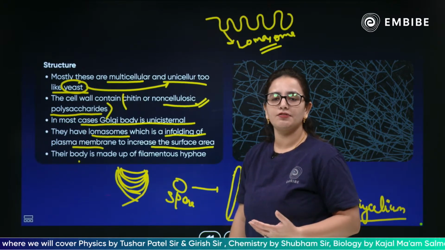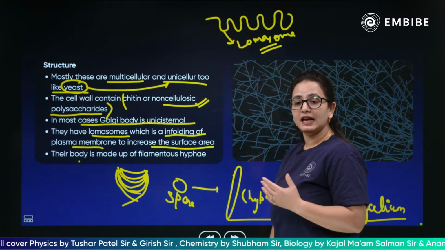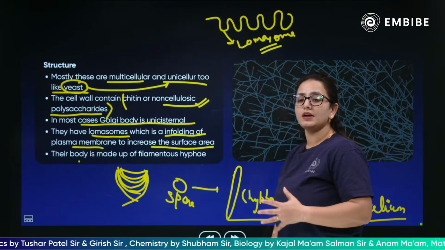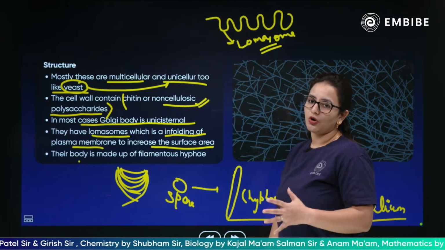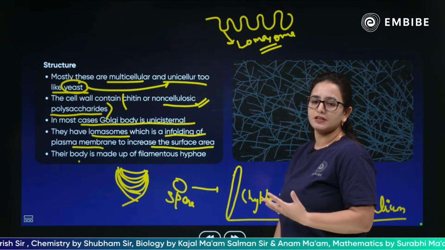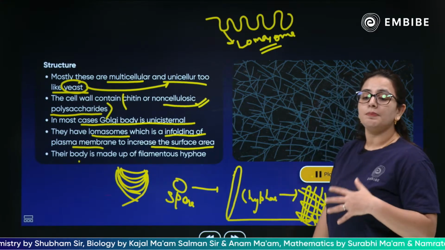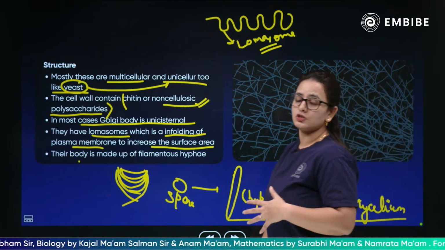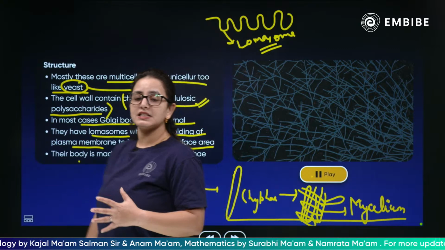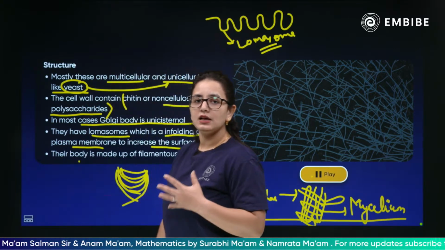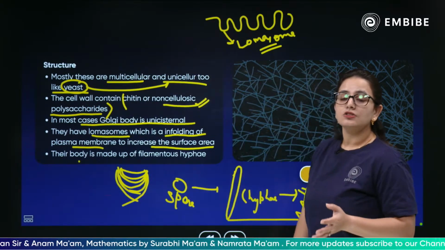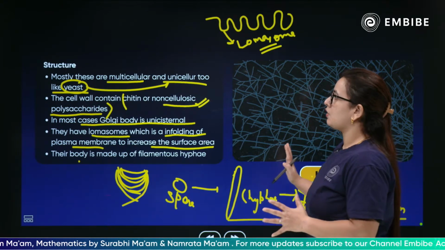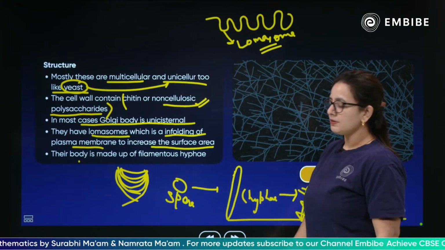A network of hyphae is called mycelium, and they are typically saprophytes, and the body is filamentous, which is called the hyphae. A network of hyphae is called mycelium. The plasma membrane has infoldings called lomasomes, which increase the surface area of the fungi. Clear? So this is about the structure of the fungi. Let's see what we have next.